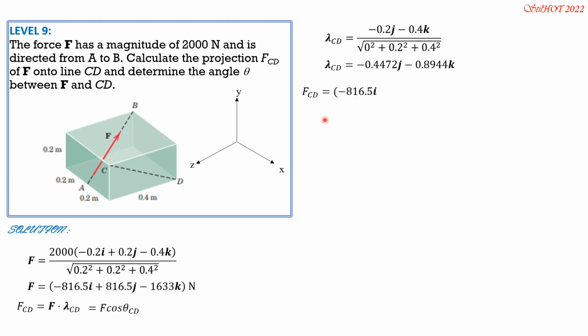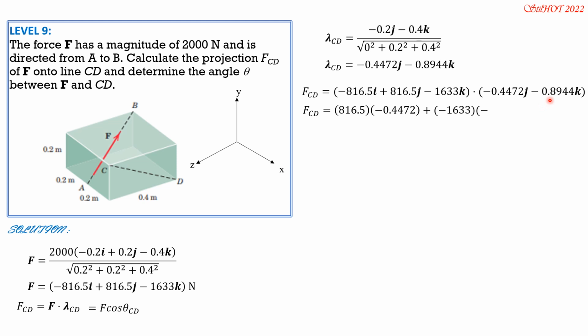F_CD is equal to F in vector form dot with lambda of CD. And remember that we can only multiply corresponding vectors. So 816.5 times negative 0.4472, then plus negative 1633 times negative 0.8944. So the projection of F onto CD can now be computed, 1095 newtons.